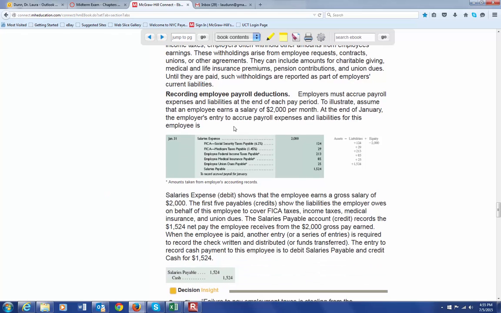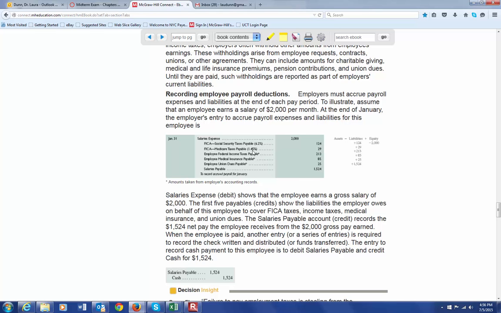So they give an example here of an employee who earns a salary of $2,000 per month. So this is how the employer would record it. The amount of expense is $2,000. But that $2,000 is going to go to different agencies and in this case to the employee. First, 6.2% of the $2,000, which is $124, is taken out.